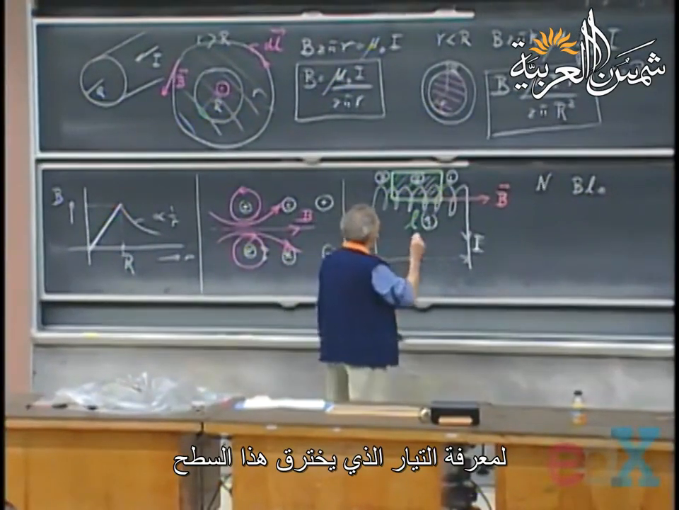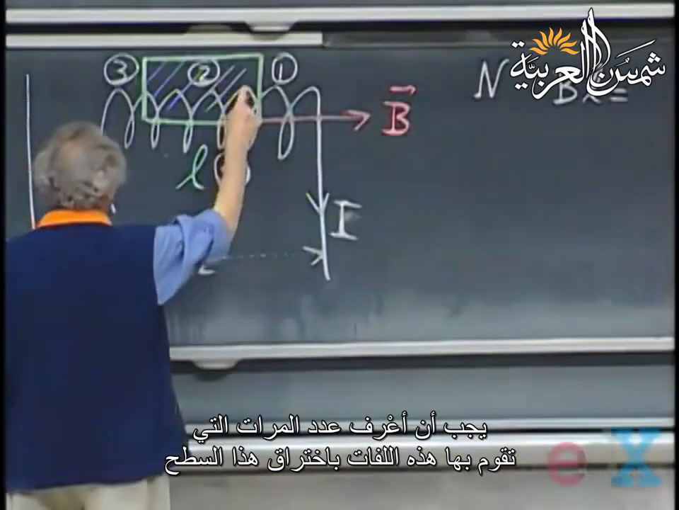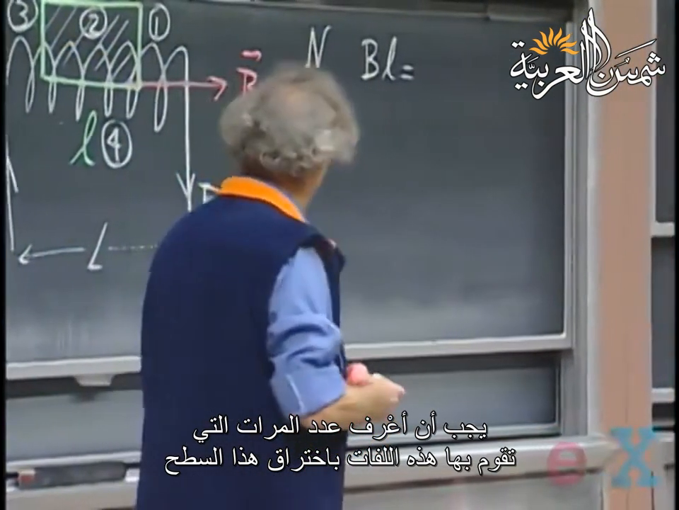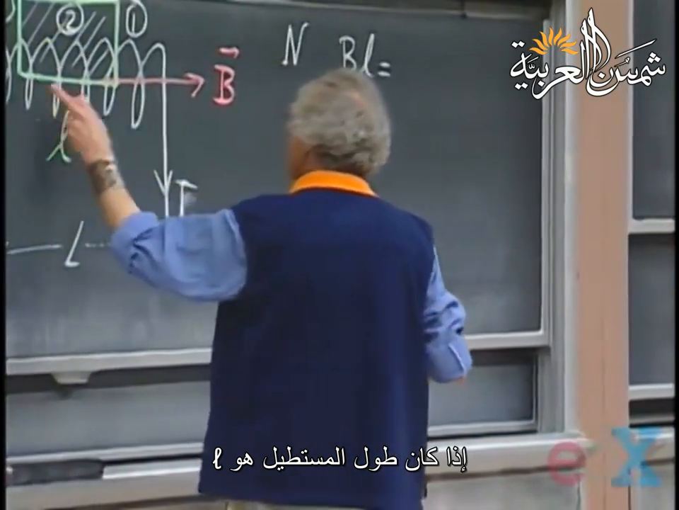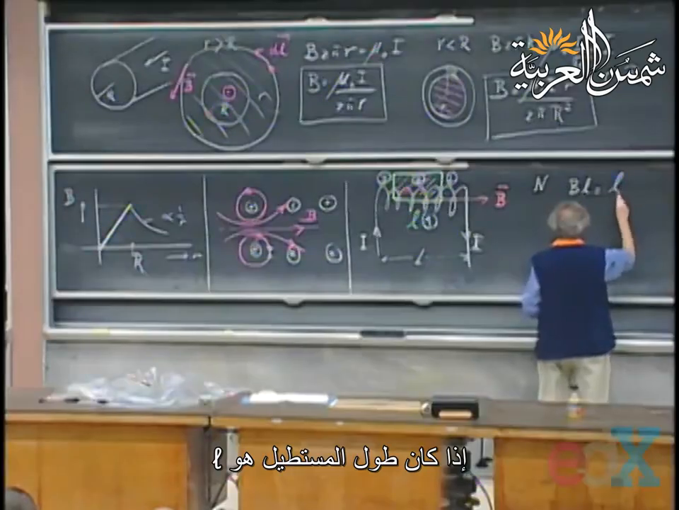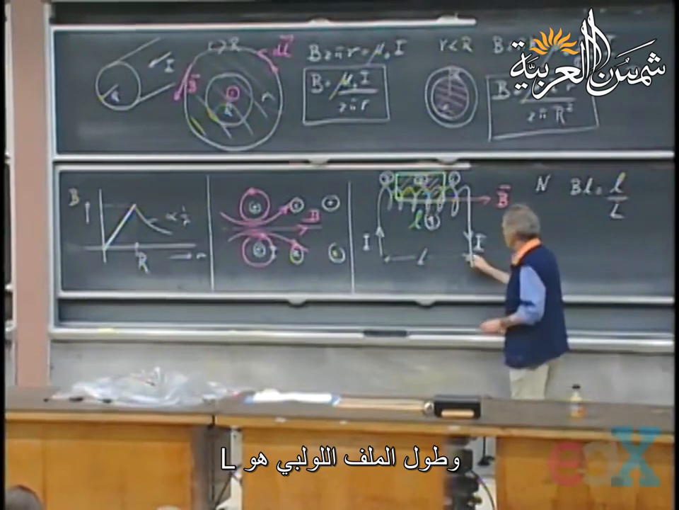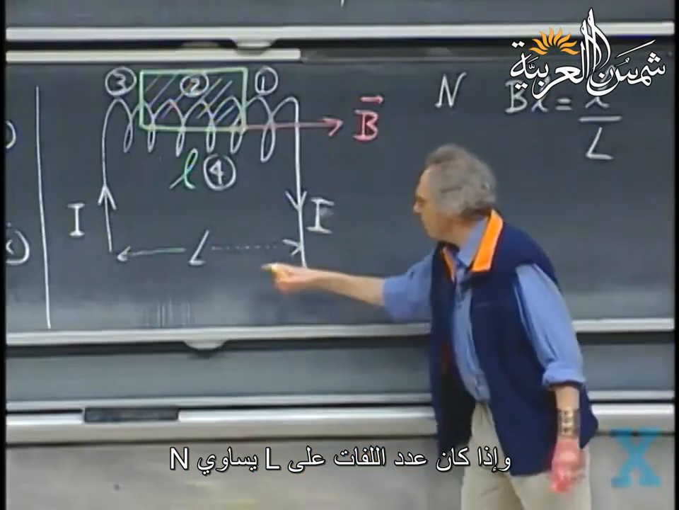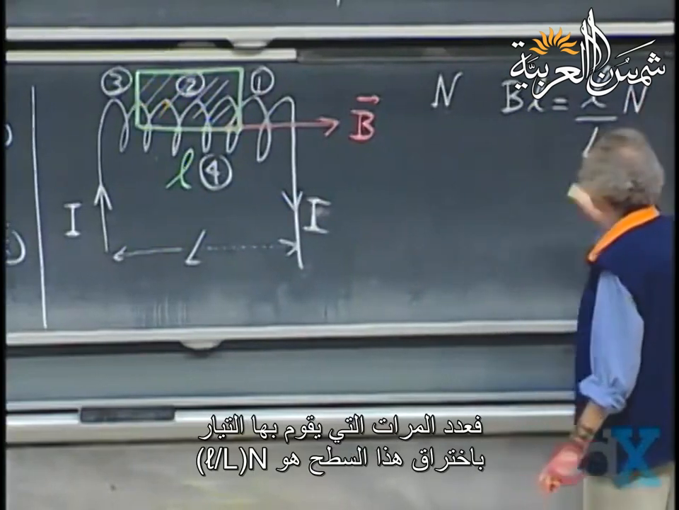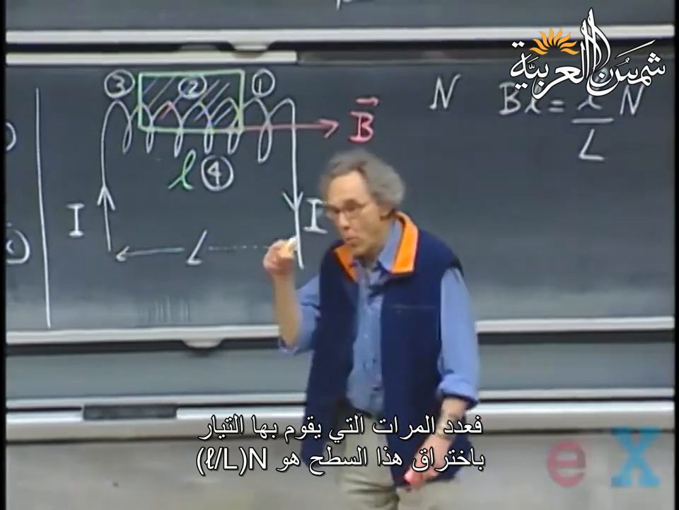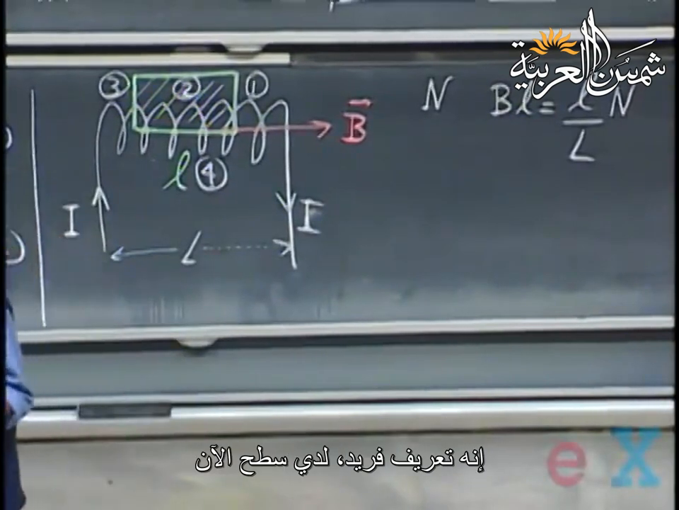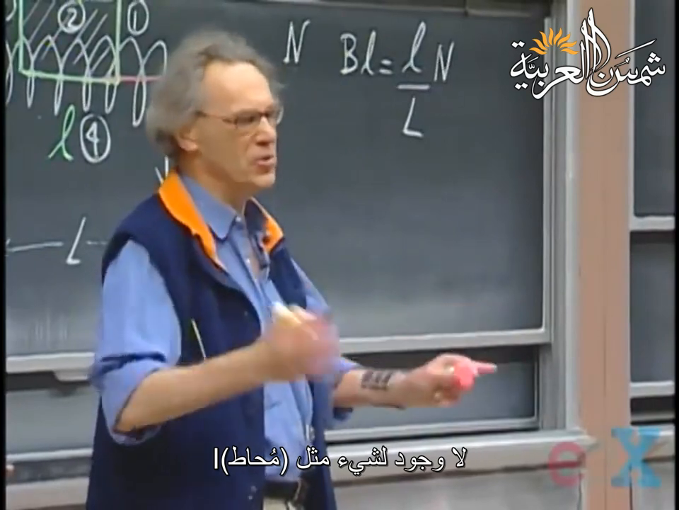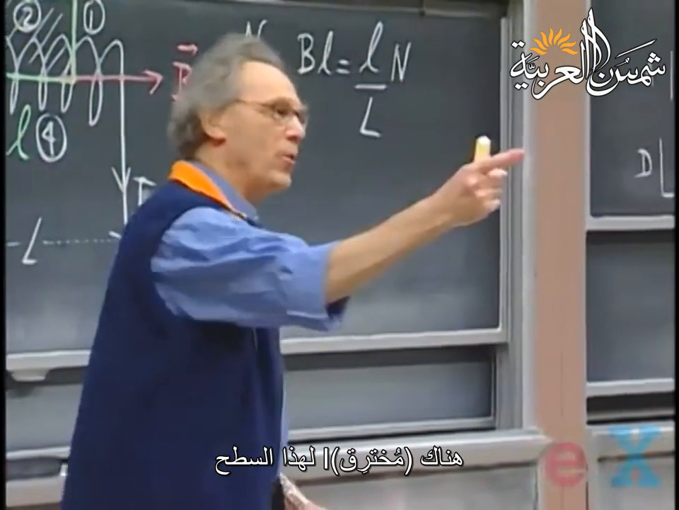The current that penetrates that surface, I have to know how many times this winding pokes through that surface. If the length of my rectangle is little l, and the length of the solenoid is capital L, and if there are n windings on capital L, this is the number of times that the current pokes through that surface. Uniquely defined. I have a surface now. There is no such thing as I enclosed. There is I penetrate through that surface.